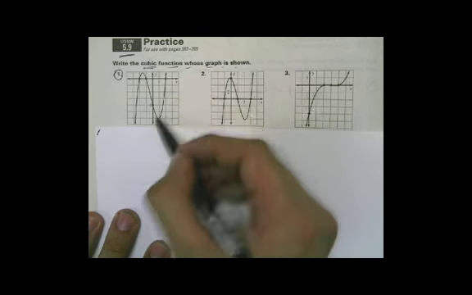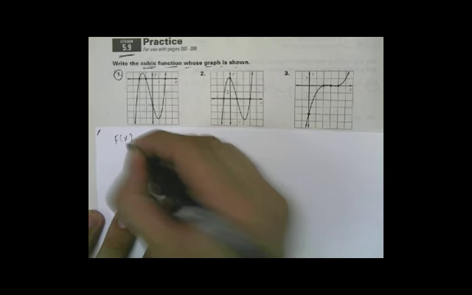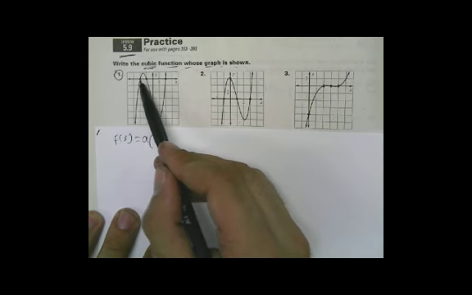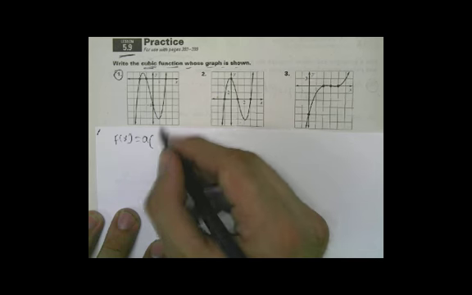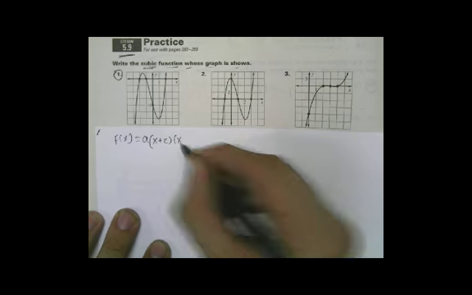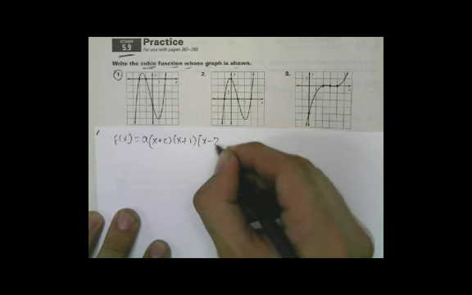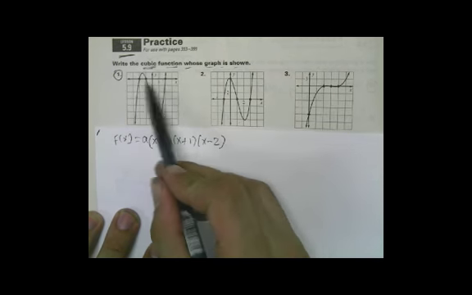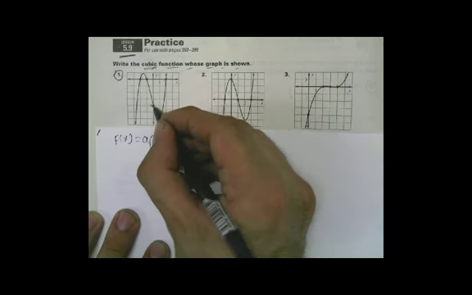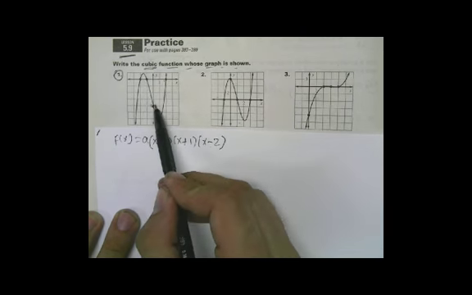Well, this is a cubic, so I know that it's going to look something like f of x equals some a times, well, I know the x-intercepts here, so that's going to be x plus 2 times x plus 1 times x minus 2 because of the x-intercepts. I set this up. Now we have to find out what a was, but luckily we have a point right here. So we're going to put in the 4 and the 0 for the problem.